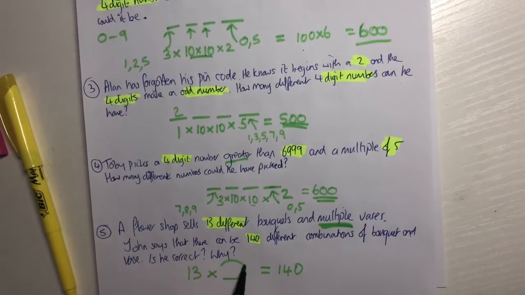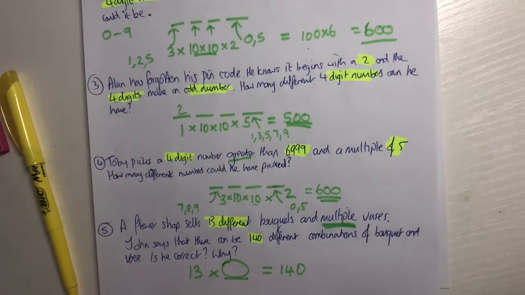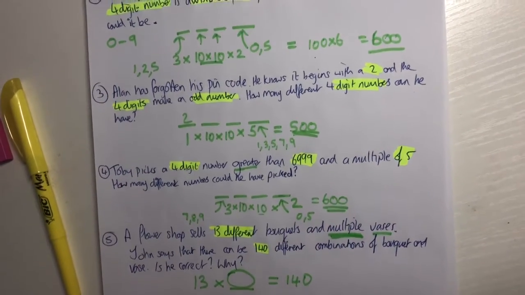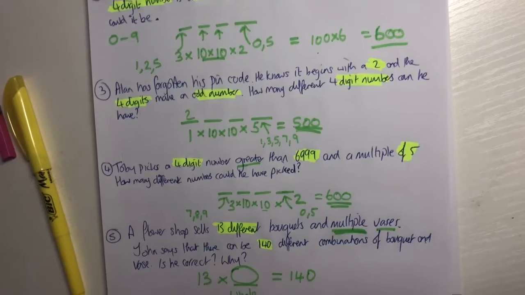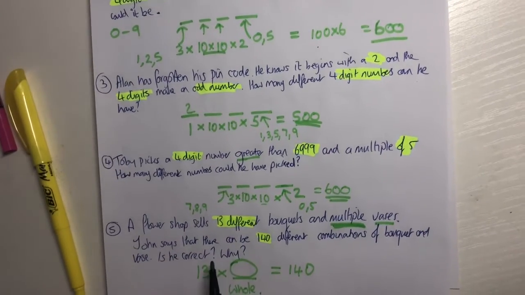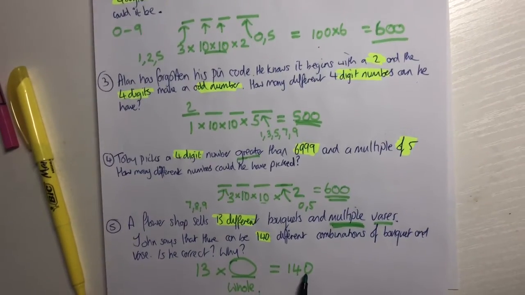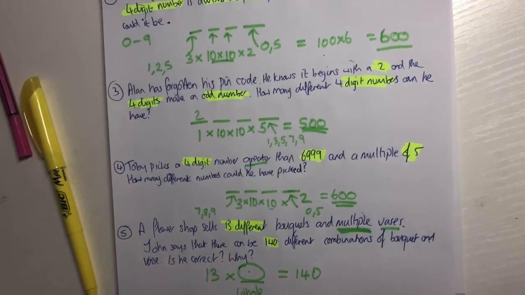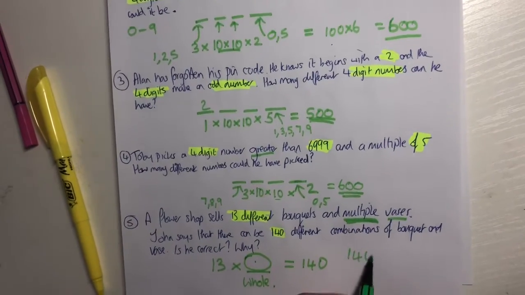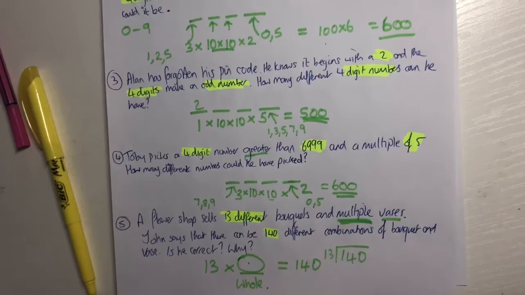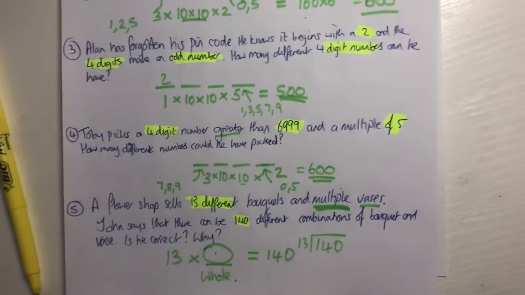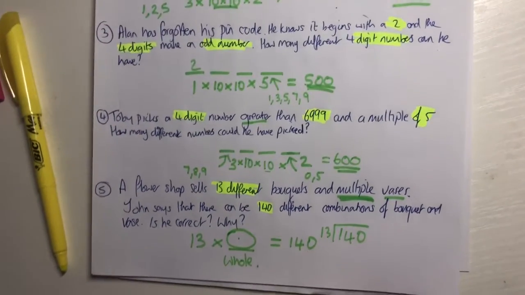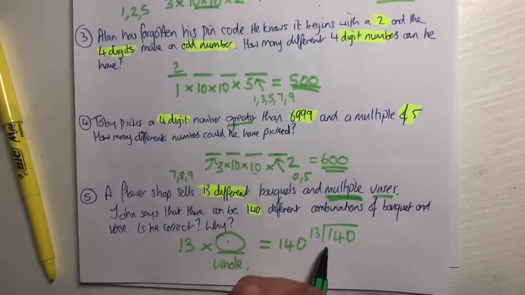So what can you tell me about this number? What does it have to be? Well, it has to be a whole number. So could he have 140? Well, to get this number, do the inverse, do 140 divided by 13. And if that is a whole number, then yes, he's correct. If it's not a whole number, then it's incorrect.